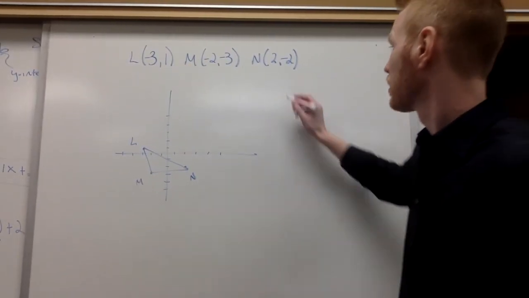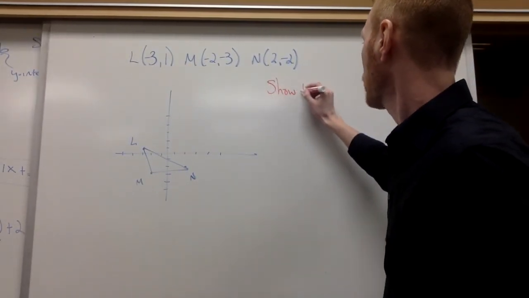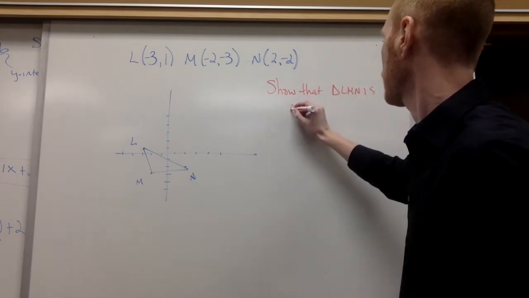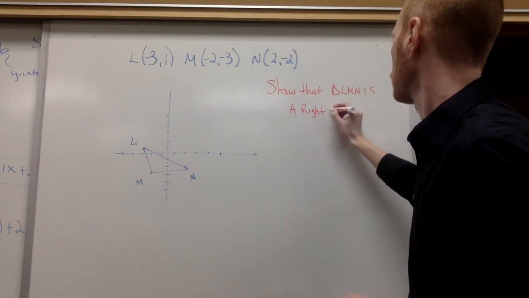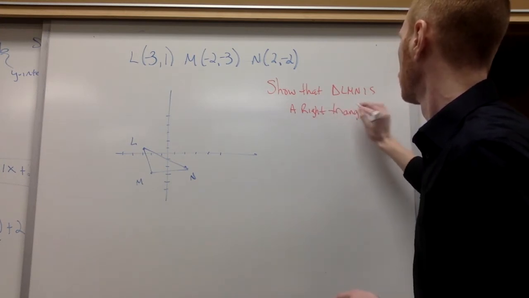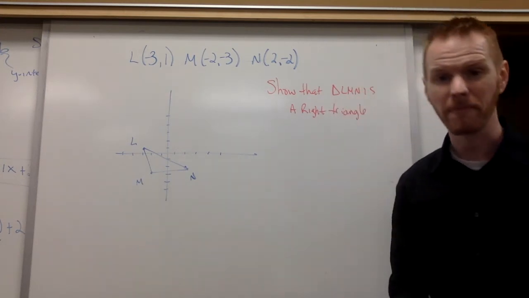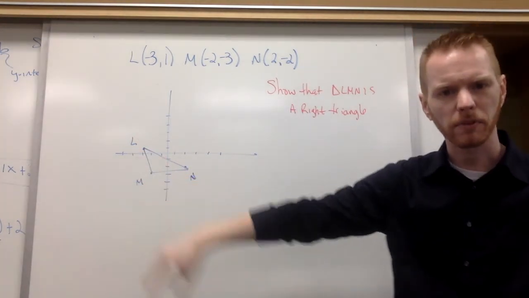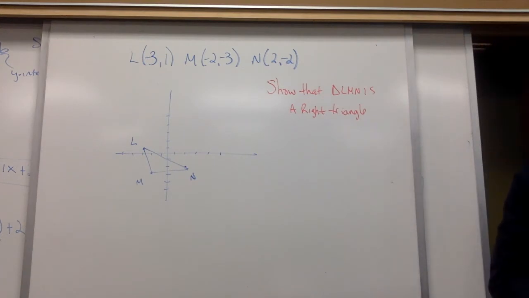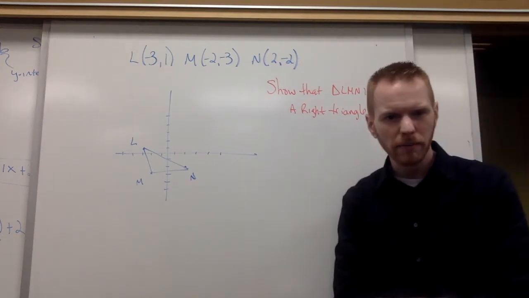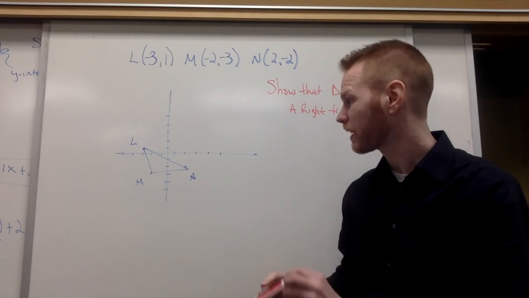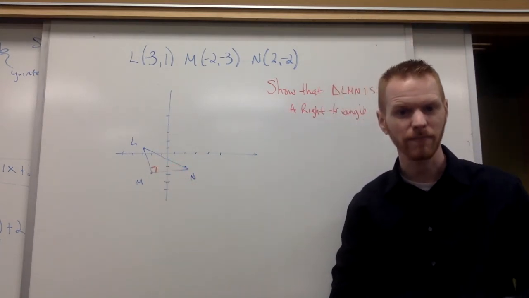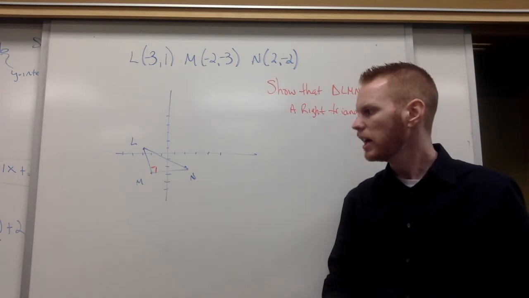Okay. The question is, show that triangle LMN is a right triangle. Okay, that's what we're going to try and do in this example. I have 3 points. I just drew a very rough graph of what it looks like. Based off the graph, where would I put that 90-degree angle at? I'm going to say right there. That's probably where I'm going to put it, right?